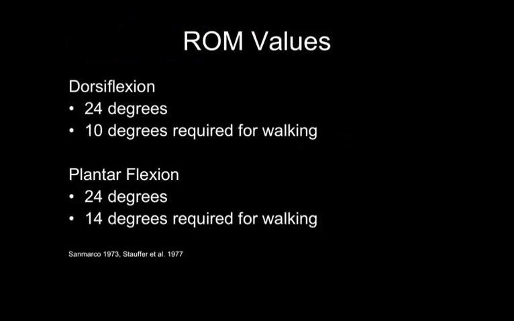Typically, we have about 24 degrees of dorsiflexion and 24 degrees of plantar flexion. In order to have a normal gait cycle, 10 degrees of dorsiflexion is required and 14 degrees of plantar flexion is required.